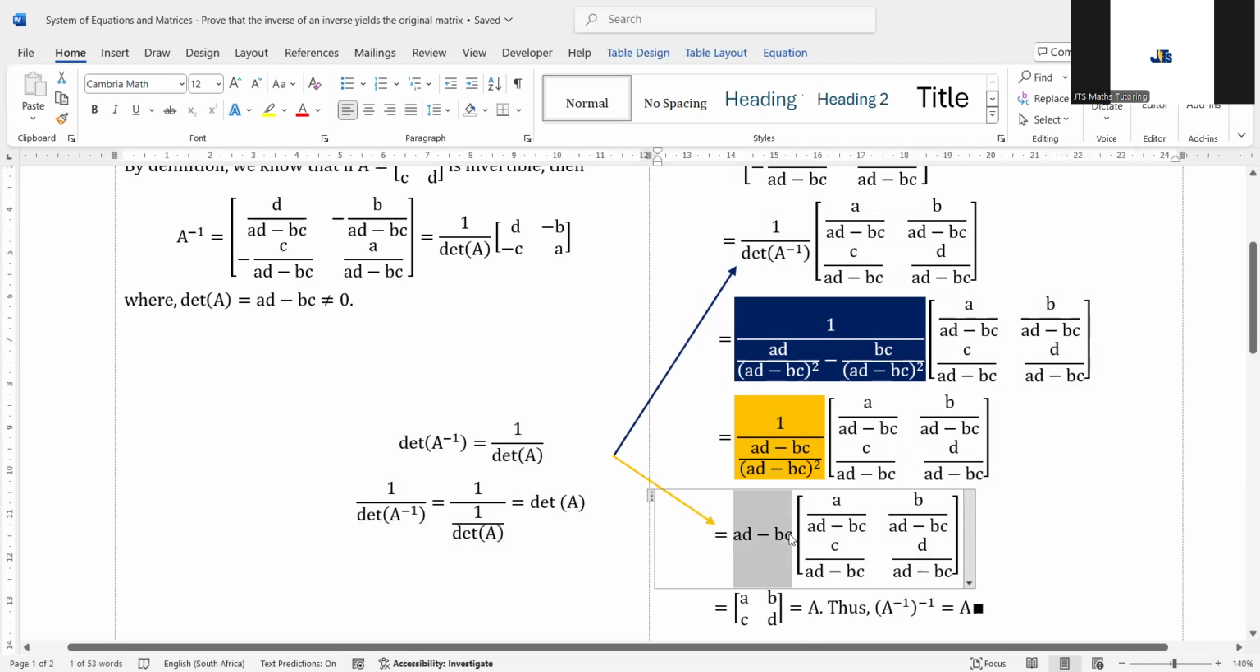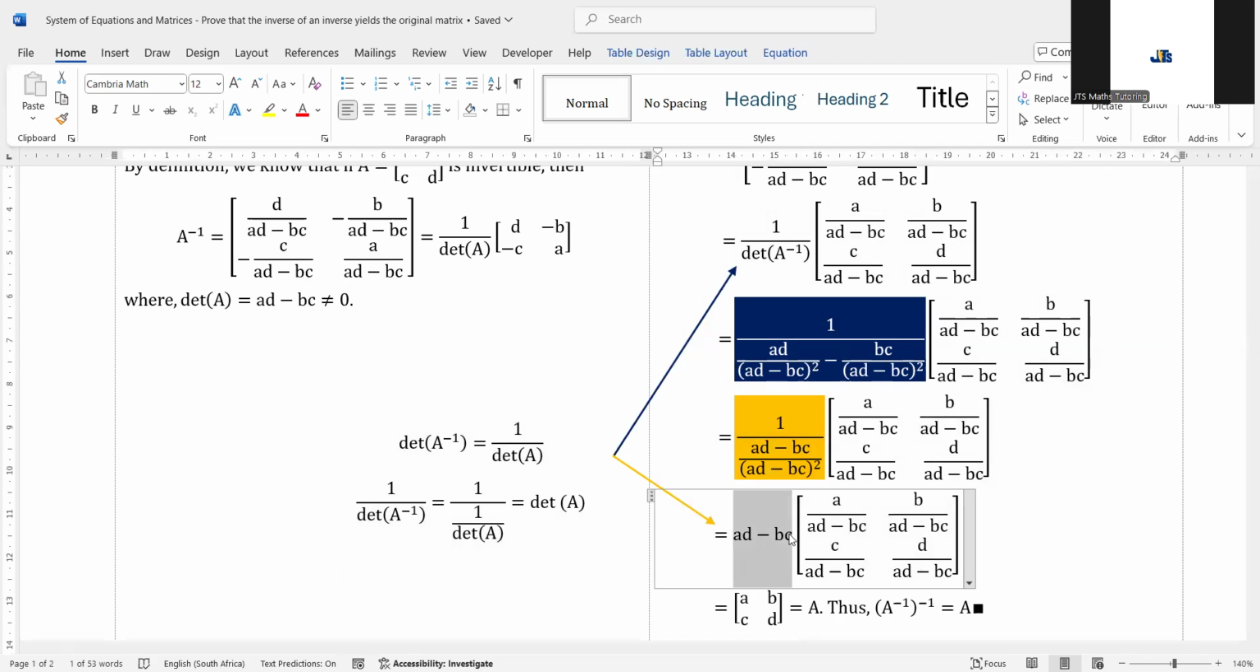Beautiful. Guys, this is all I had for you today. Now you know that taking the inverse of the inverse of a matrix is going to give you the original matrix.